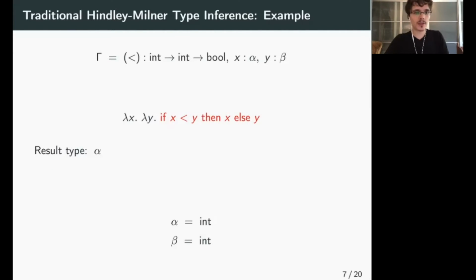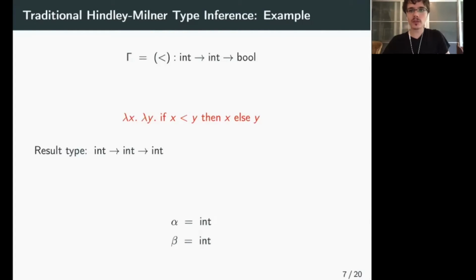The result type of the if-then-else is alpha. So the result type is int because we have unified int with alpha. The result type of the inner lambda is beta to int, which is int to int. And the final result type is alpha to int, which is int to int to int.